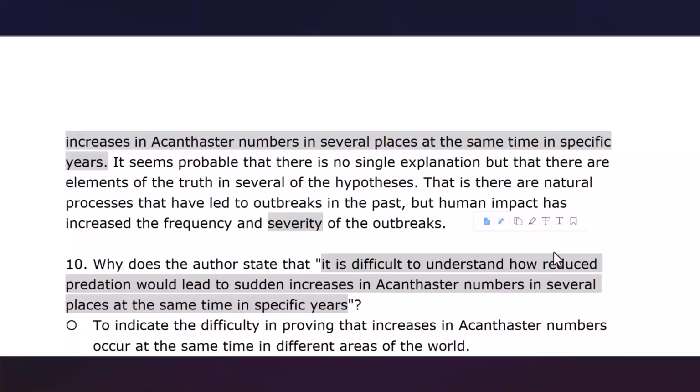But what we infer from the sentence is that human impact in our current time has been added to natural processes and coupled together, coupled with each other, they lead to outbreaks. And the role of human impact is that it increases the frequency and severity of the outbreak. So we infer that both natural processes and human impact in our current time lead to this phenomenon. But in the past, it was the natural process that was the sole cause.